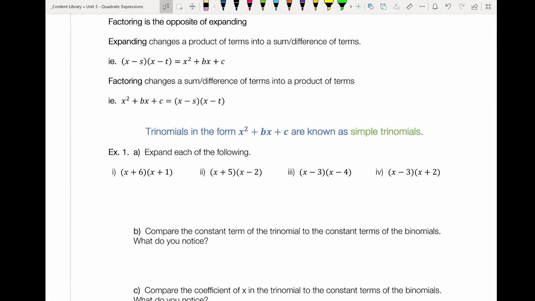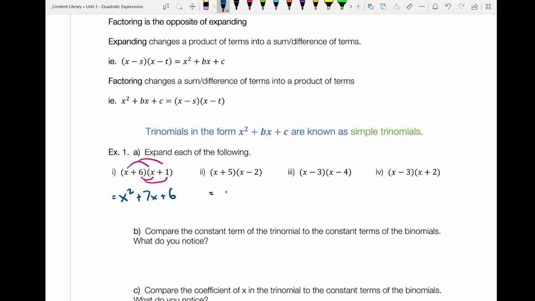As a review, let's expand each of the following. If we want to expand these, we're going to quickly use our FOIL method: first, outside, inside, last. I'm not going to go through the full steps, I'm going to go right to the end. So x squared plus 7x plus 6.